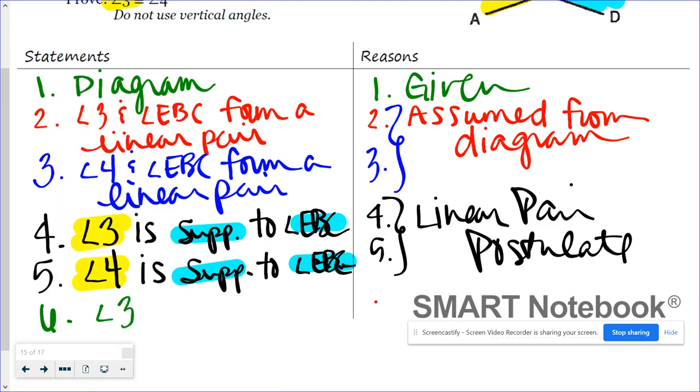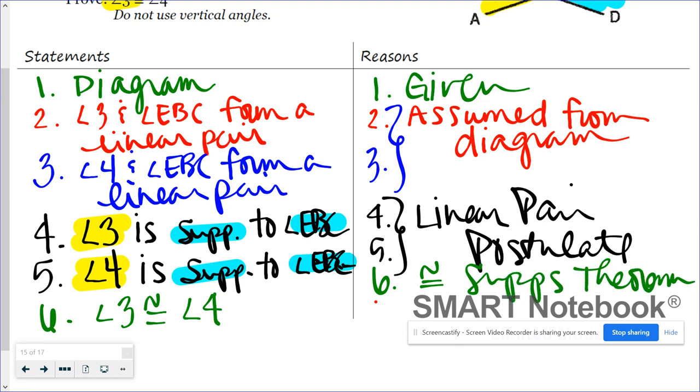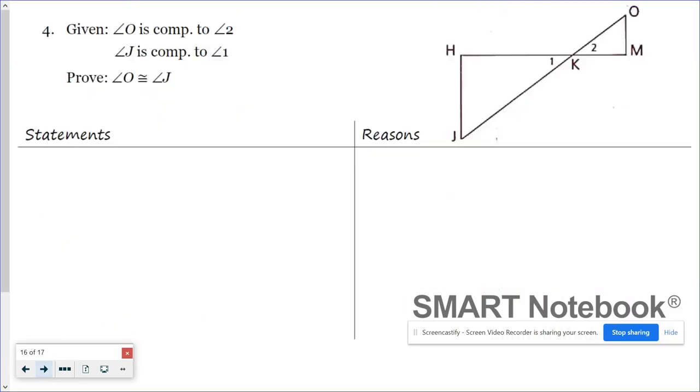So we can say that angle 3 is congruent to angle 4 by our congruent supplements theorem, which says if two angles are supplementary to the same angle, then they are congruent. So here is the proof as to why two vertical angles are congruent. And now in the future, we can simply use that and it'll be much quicker. Okay. All right, so let's take a look at one more application of these theorems.